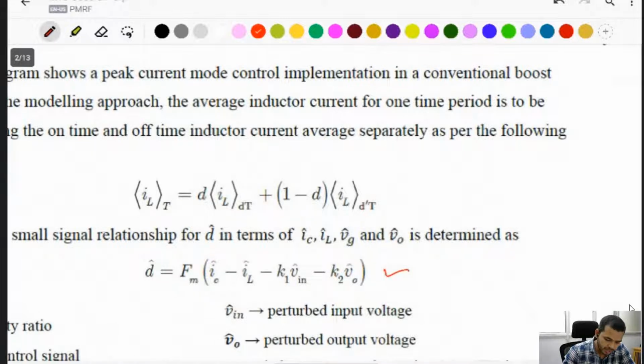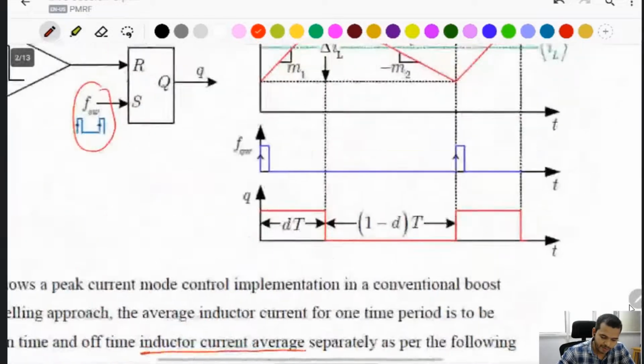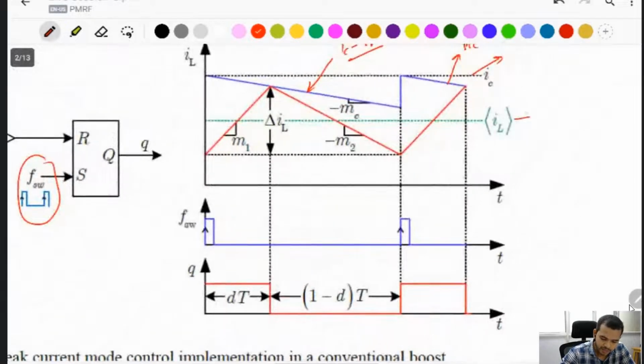The expression is IL. IL is given as the average inductor current. Here the average inductor current is given when the duty cycle is on and when it is off. This is found from this expression. This IL is given: this one is IL into DT, and this one is IL into 1 minus DT, and apply it to both and find the average inductor current expression.